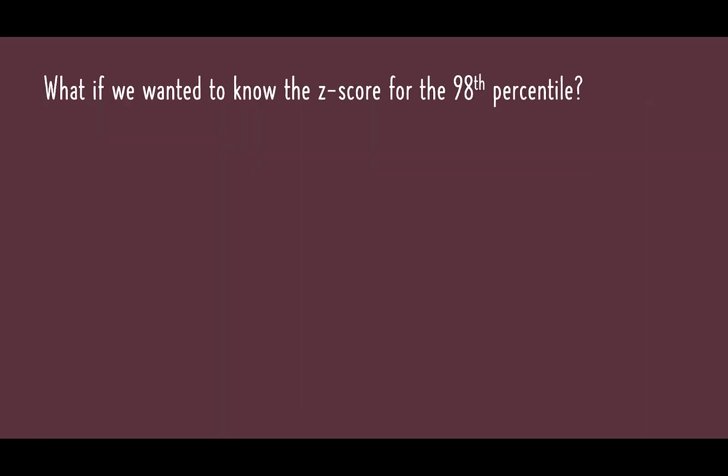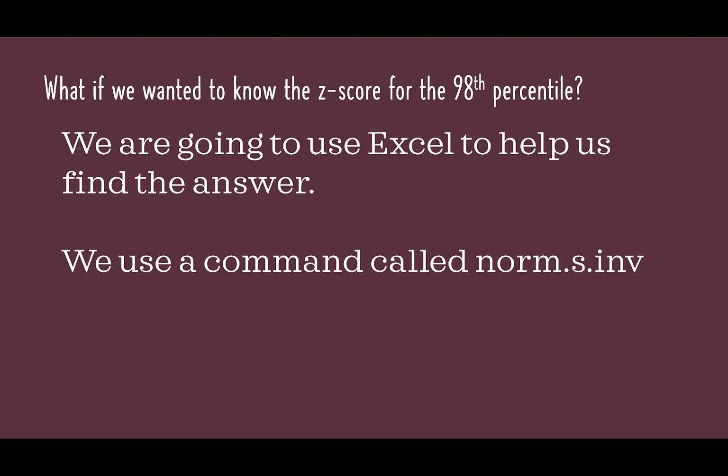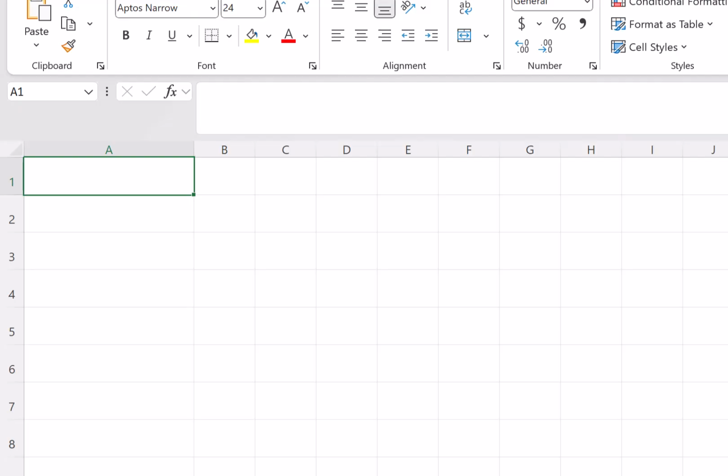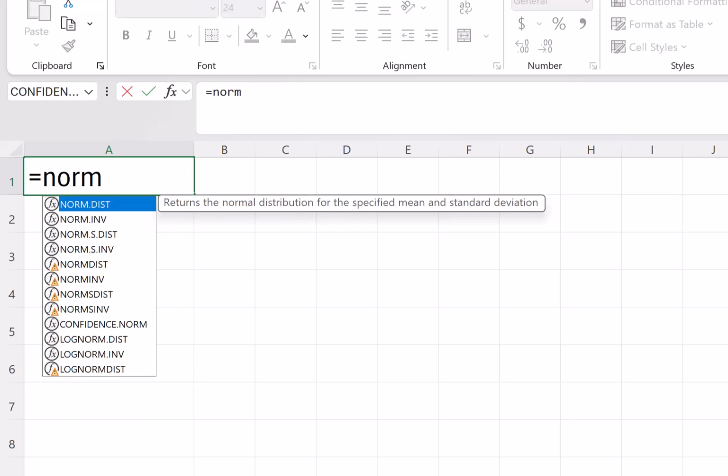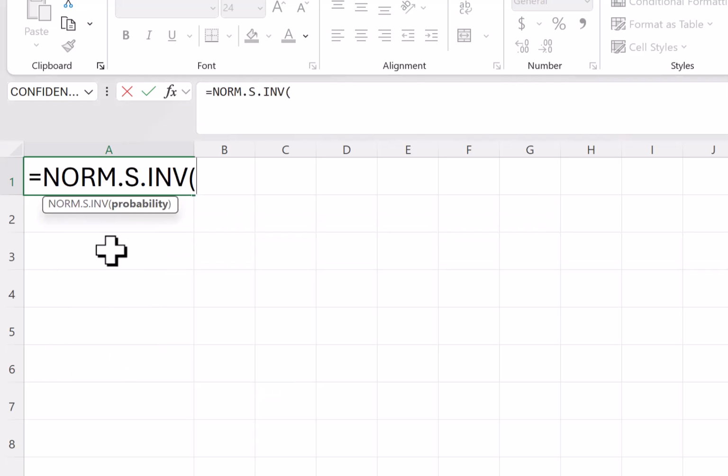What if we wanted to know the z-score for the 98th percentile? We are going to use Excel to help us find the answer. We use a command called norm.s.inv because we're using a standard normal distribution. So in Excel, I'll type in equals, and as I start typing norm, I can see I have a lot of choices, and I'm going to click on norm.s.inv.